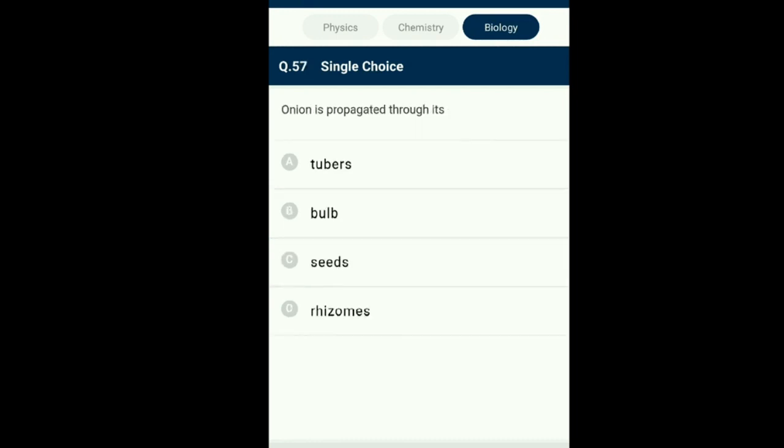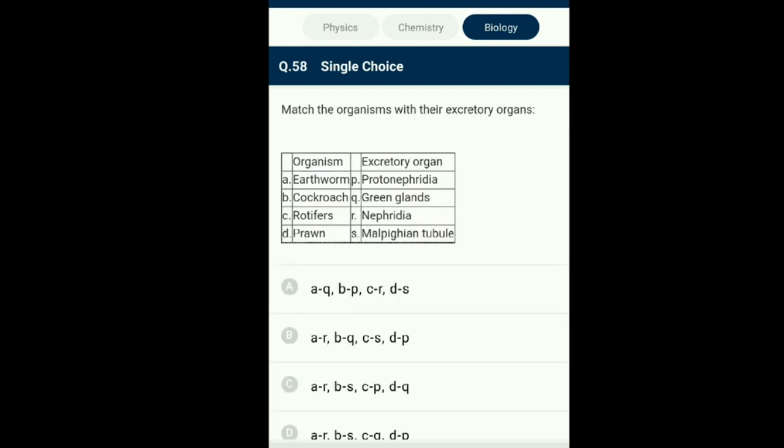Question number 57. Onion is propagated through vegetative propagules, or the plant parts or organs that are involved in the process of reproduction even though their primary function is not it. The reproductive process is called vegetative propagation as the non-reproductive parts or organs such as leaf, stem, roots are involved. So the answer for this question is option B. In onion, the vegetative propagation is carried out through bulb.